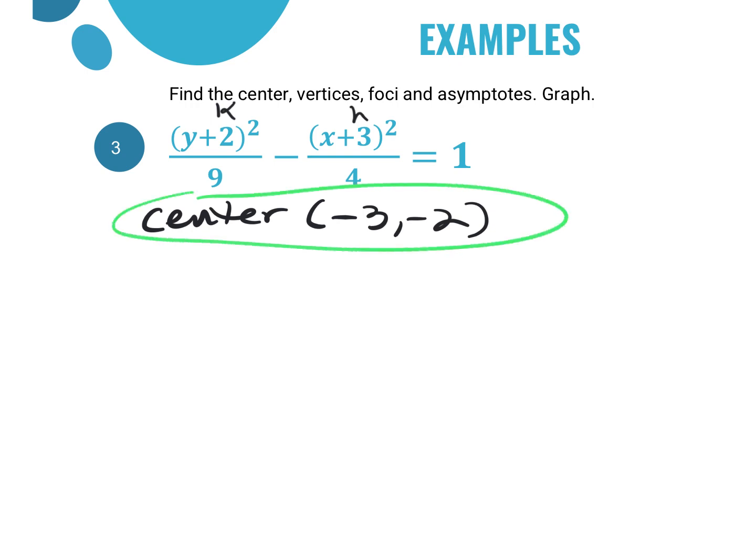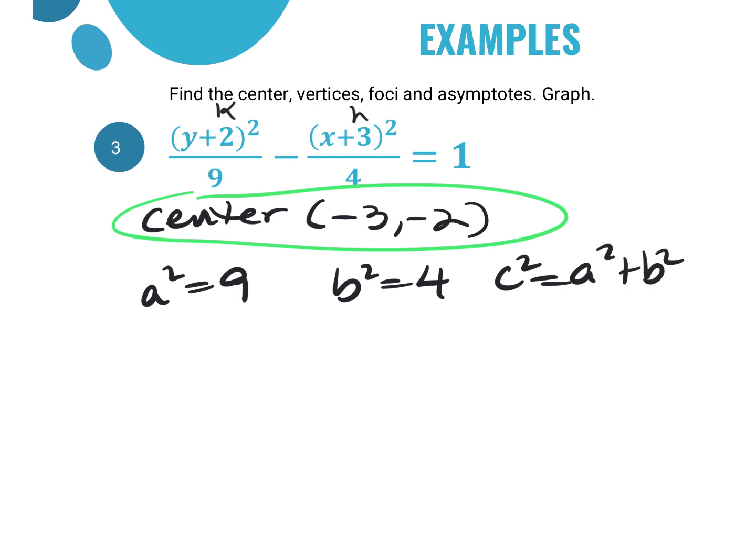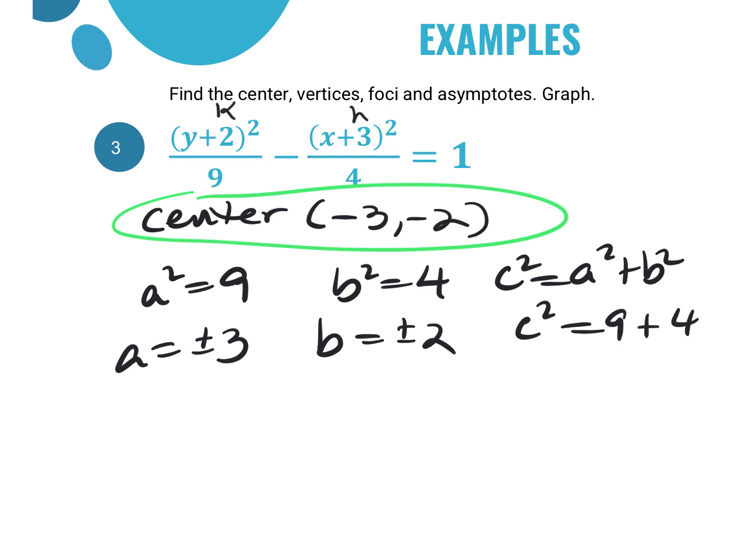Remember, a squared is always first. B squared is second. And then c squared is a squared plus b squared. So a is going to be plus and minus 3. B is going to be plus and minus 2. So c squared is going to be 9 plus 4. C squared is 13. So c is plus and minus the square root of 13.